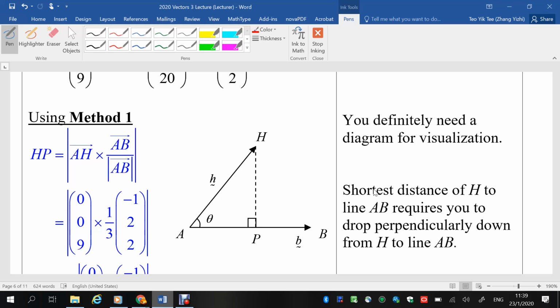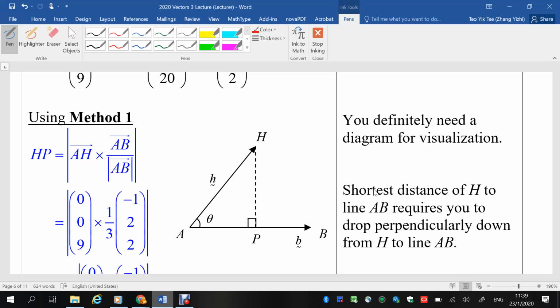So your job now, as I said, is to find the shortest distance from the point H to the line AB. If you have sketched this, the shortest distance will be the length HP. If you have a sketch, one look, you know, oh, this one is the shortest distance. How to find the shortest distance? Is to activate my cross product formula. So it will be H cross with B hat, with reference to this diagram. H cross with B hat, magnitude will produce me the length of HP. So the H here refers to vector AH. The B here refers to vector AB.